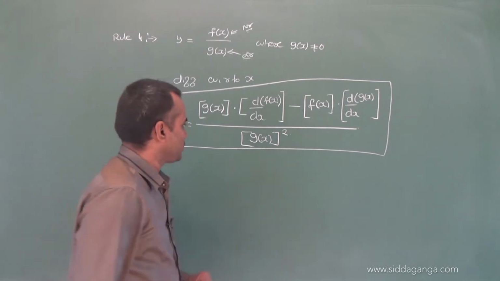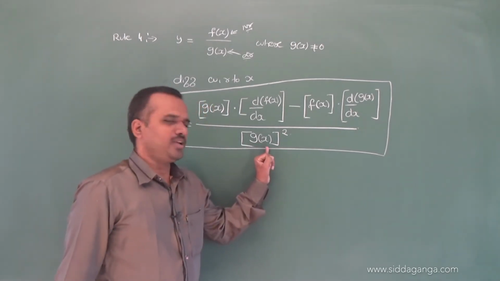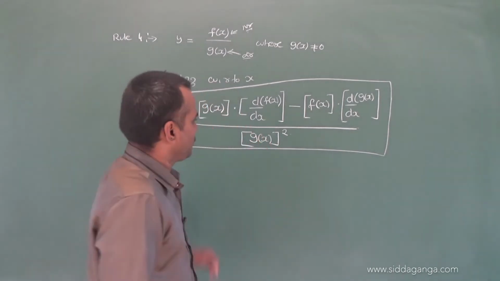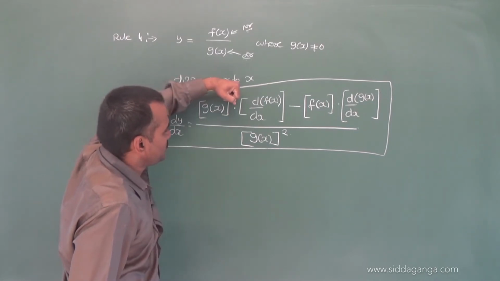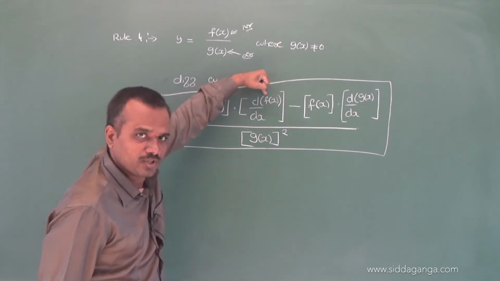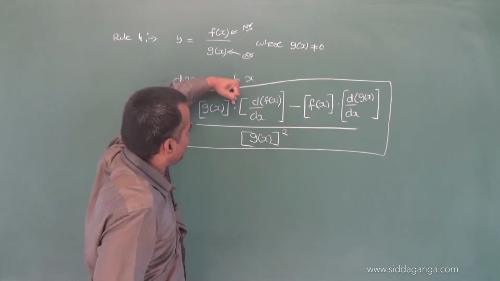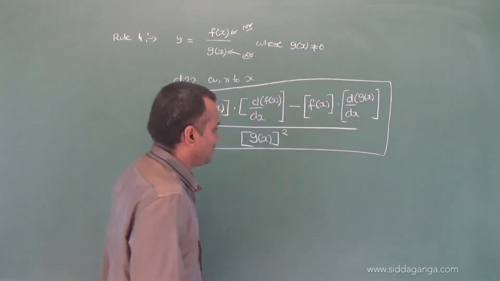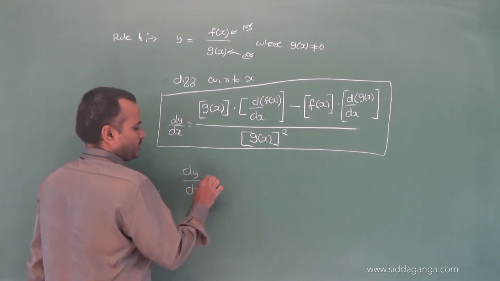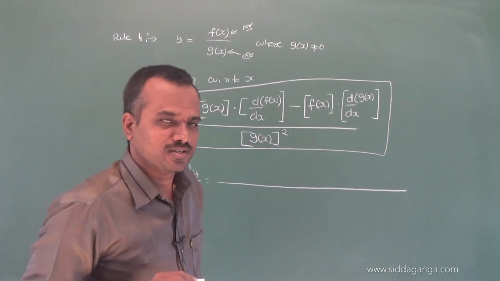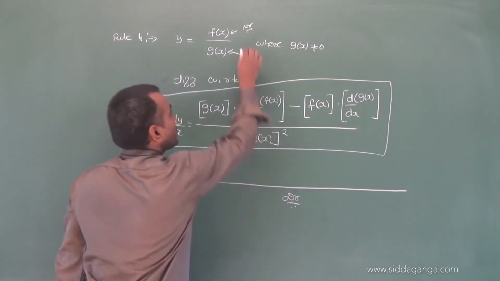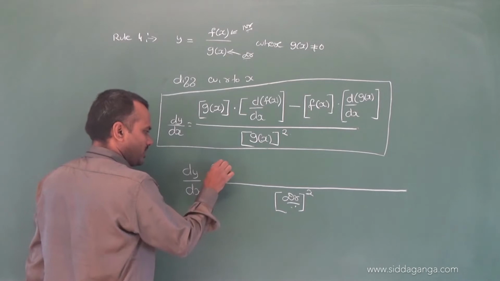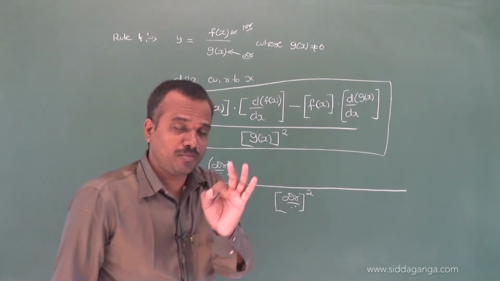Observe carefully. Once again I say that, observe here. Denominator square. See, g of x square. Next up, in the numerator, denominator into derivative of numerator. You practice like this only. Denominator into derivative of numerator minus numerator into derivative of denominator. In the words, dy by dx. That's why I write numerator and denominator. Denominator square. So write the denominator as it is.